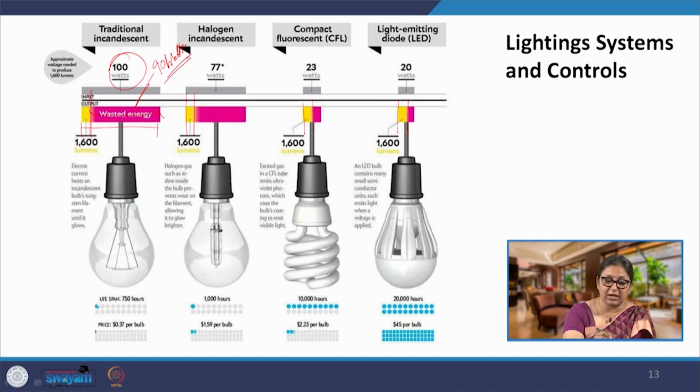So, for each unit of electricity that is supplied, 90% of it is actually going into the space as heat, and this heat will have to be removed from the space if you want to make comfortable indoors. Now, if you compare that with LED light, we have a very small portion of this 20 watts which we require here going as heat into the space.